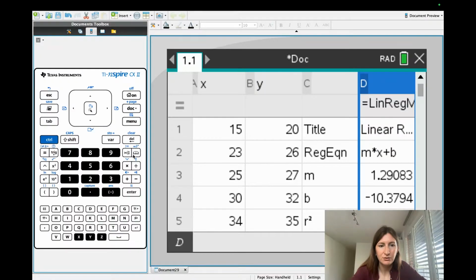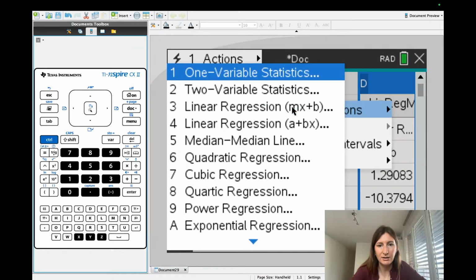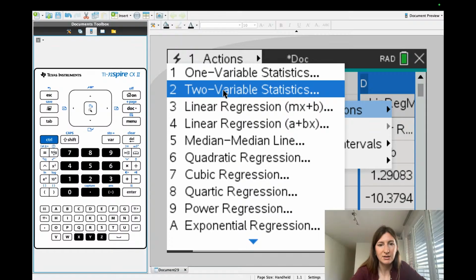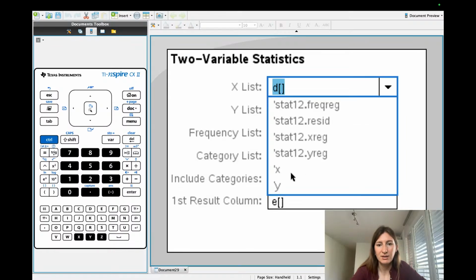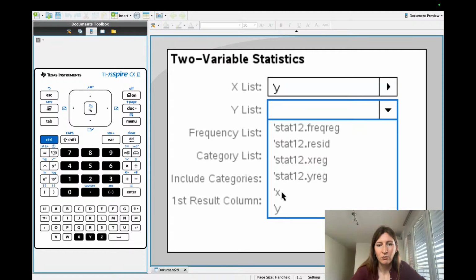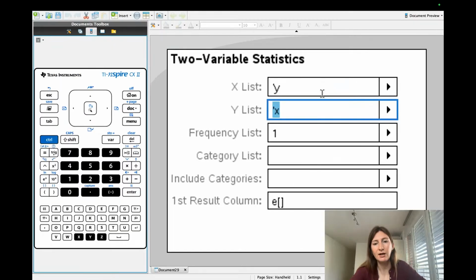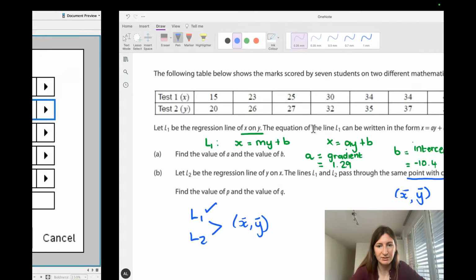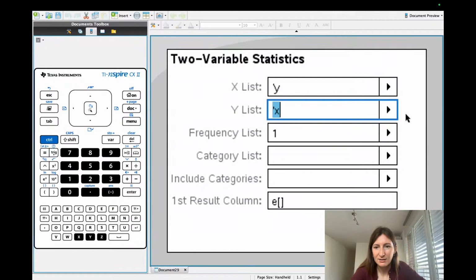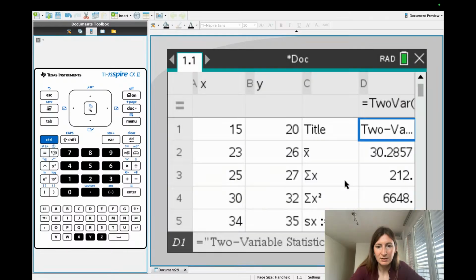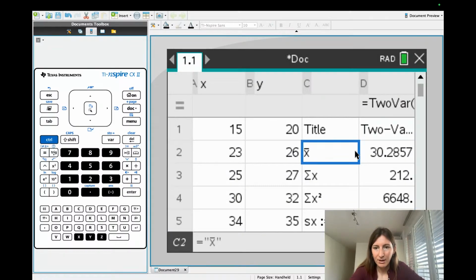So let's go to menu, statistics, stat calculations, and we want two variable stats. Okay, our x list was actually our y. Remember, it's the other way around. Y list was x because we are still looking at the x on y. I could have done the other way around as well because it's the same data. So that's fine. Doesn't matter here. We can even check. First result column, I'm just going to get rid of all my data there so it doesn't confuse me and override it. So in two variable statistics, okay, look at that. My X mean is 30.28 with the bar.